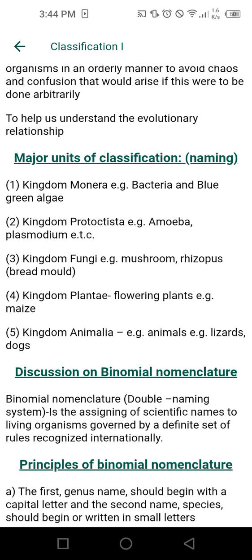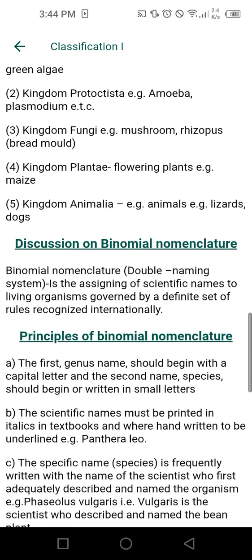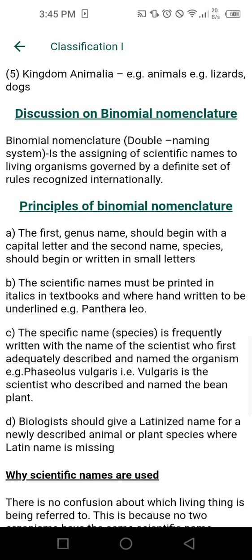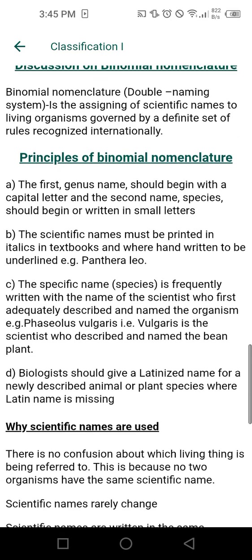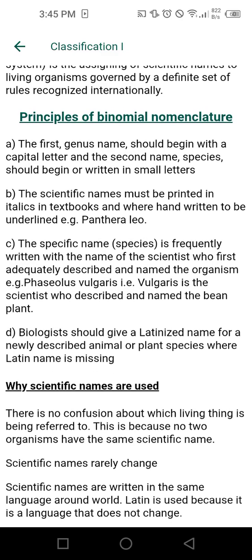Binomial nomenclature, the double naming system, is the assigning of scientific names to living organisms governed by a definite set of rules recognized internationally. Principles of binomial nomenclature. A. The first name, the genus name, should begin with a capital letter and the second name, the species, should be written in small letters. B. The scientific names must be printed in italics in textbooks and, when handwritten, underlined, e.g.